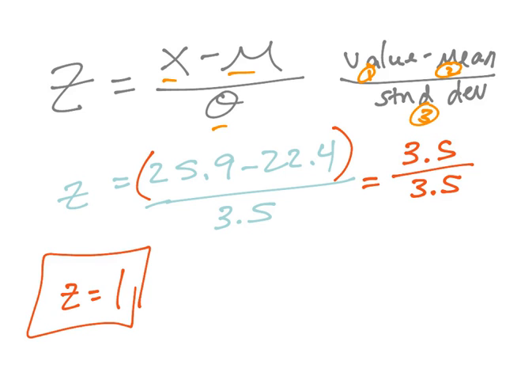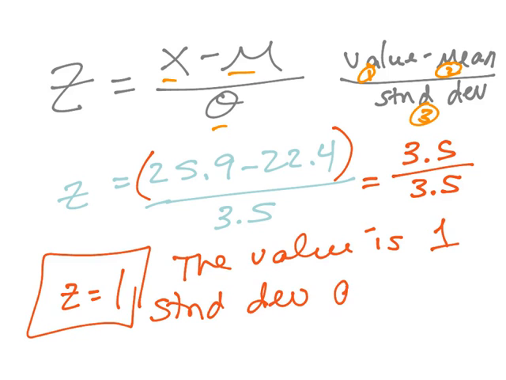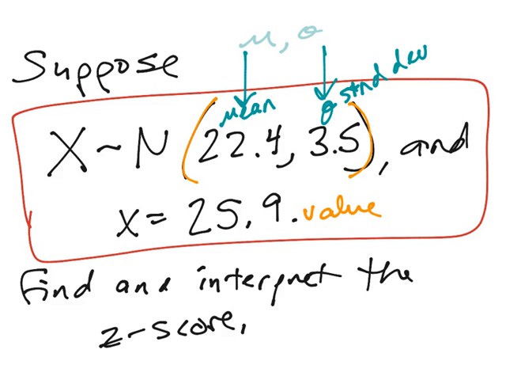The interpretation means the value is 1 standard deviation above the mean. With no context, I really can't get more specific than that. Because it's positive, a positive z-score means we are above the mean, which makes sense. Go back to your value. If your value is 25.9 and the mean is 22.4, it's easy to see that 25 is greater than 22. So we are above the mean.